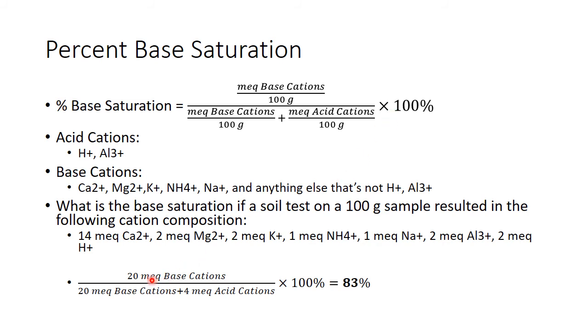If we add up all of the milliequivalents from all the base cations, so 14 plus 2 plus 2 plus 1 plus 1, we get a total of 20 milliequivalents from base cations. Then in the denominator, we take that 20 milliequivalents from base cations plus 2 milliequivalents from aluminum and 2 milliequivalents from hydrogen, our two acid cations. So 4 milliequivalents from acid cations. We would have 20 milliequivalents divided by 24 milliequivalents times 100%. In this example, we have an 83% base saturation for the soil. And that's pretty high.